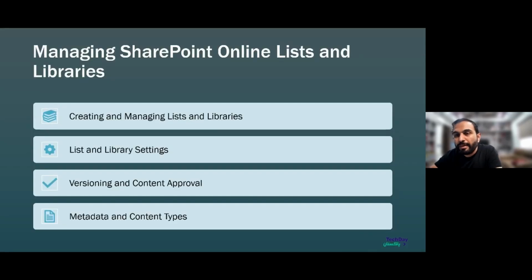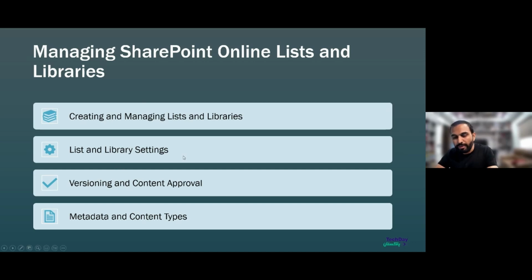Lists and libraries are where you store and manage data in SharePoint Online. To create a new list and library is very straightforward and very easy. You need to go to the site content and select the new option. There you will see the templates for the lists and libraries. Select any of them, and it will be added to your specific site. You can customize the list and library settings such as its name, description, add more columns, and you can also configure the settings for versioning, content approval, metadata, and content types that suit your needs.